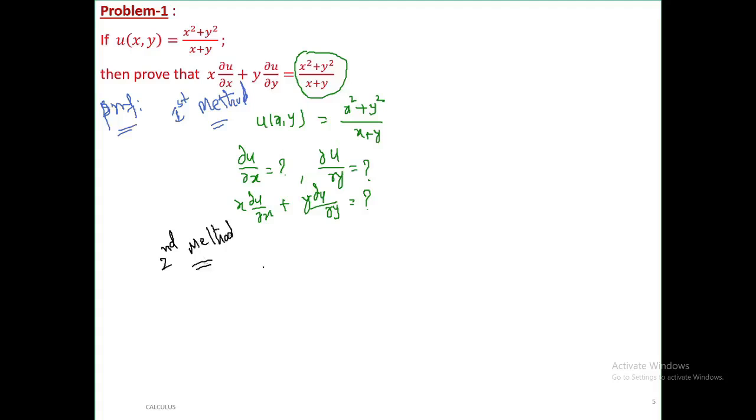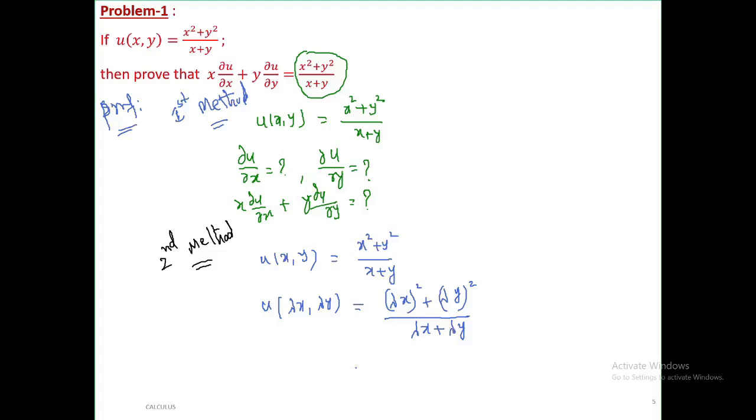So therefore, first what is given to us? u of x comma y is (x² + y²)/(x + y). Now is it a homogeneous function or not? Let us verify. So u of λx comma λy is (λx)² plus (λy)² divided by λx plus λy.